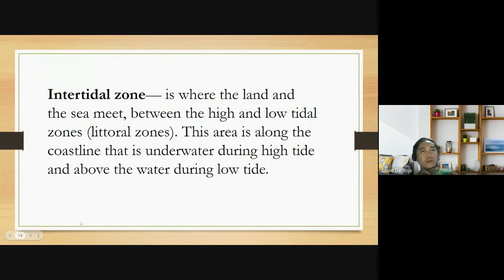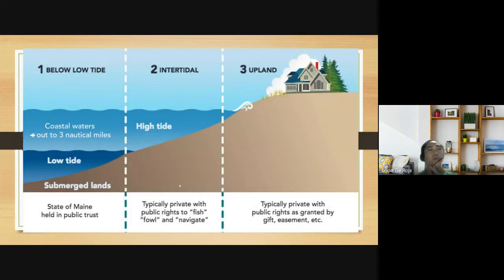So intertidal zone, it is where the land and sea meet between the high and low tidal zones or littoral zones. This area is along the coastline that is underwater during high tide and above the water during low tide. Okay, ito po yung intertidal zone. Ito po yung upland, ito po yung coastal area, yung pinaliliguan natin. Yan po yung intertidal zone. Okay? Ito po yung coastal waters at makikita natin dyan yung mga damong dagat, tsaka yung mga ibang creatures kapag low tide po siya.